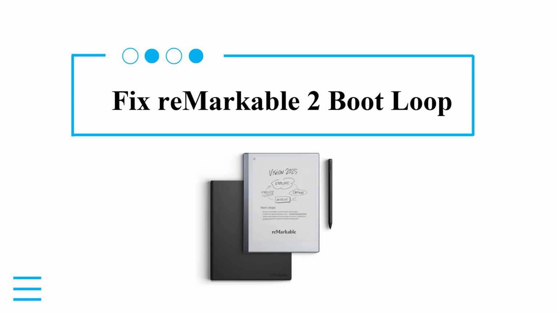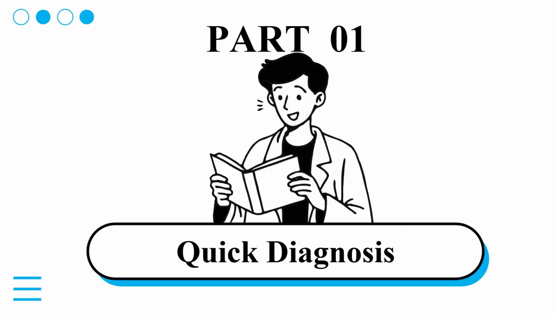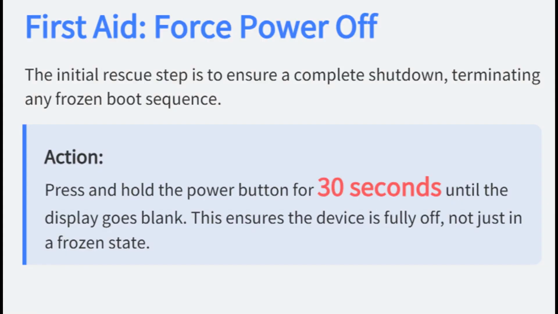If your reMarkable 2 is stuck in an endless startup loop, don't panic. There are a few things you can try to bring it back to life. First, force it to power off completely. If the screen is frozen on the starting or booting screen, hold down the power button for about 30 seconds until the display turns blank. This shuts it down entirely and clears any stuck boot process.